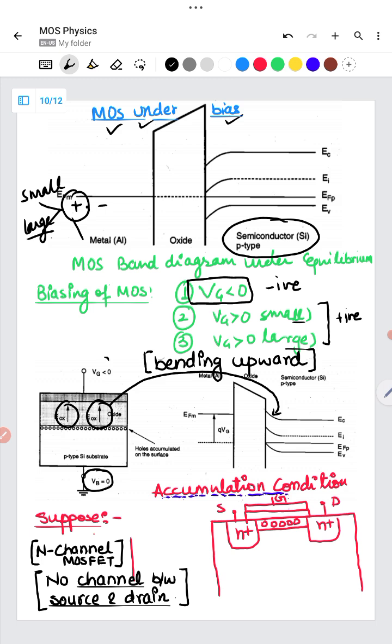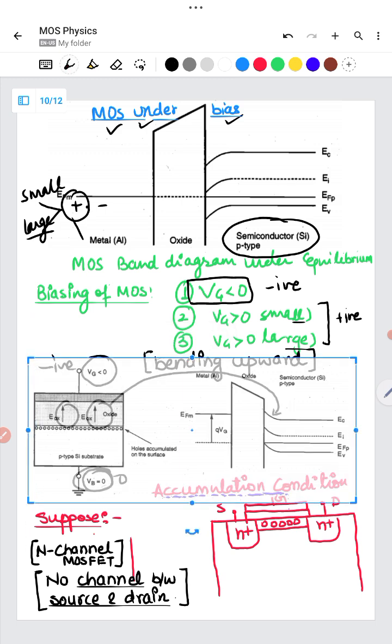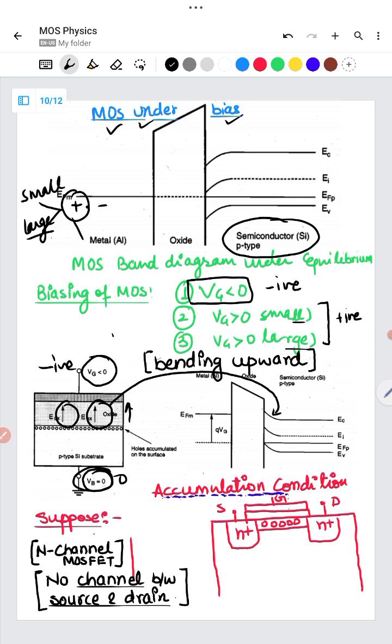So when Vg is equal to negative, the body is at 0 and Vg is negative. So the electric field direction is upside, and because of this upward electric field direction, the holes get accumulated near the SiO2 interface. If we want to show the same condition in the band diagram, how can we show it? We can show it by putting the bending upward.